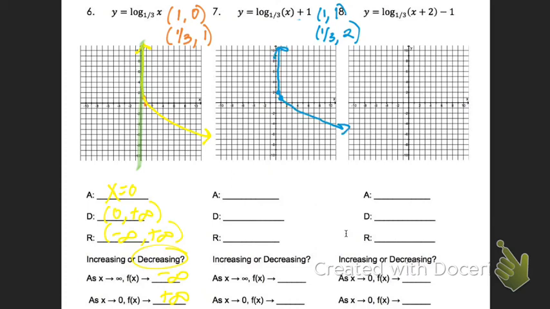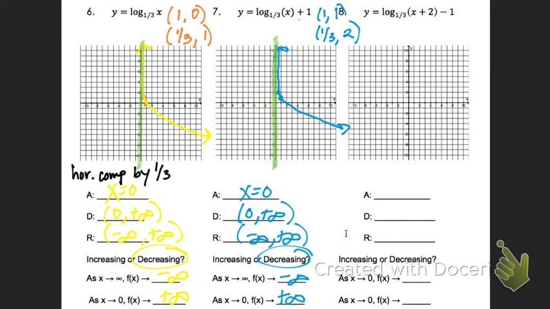No, it still goes down. If you would have done it the 4/3 way, it would have. You're right. And transformations for these, I didn't say this. Horizontal compression by 1/3, and then up 1.